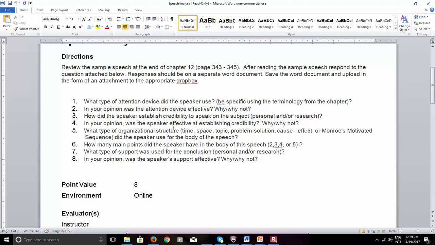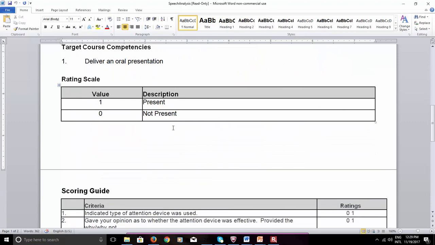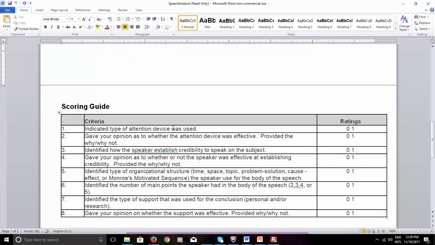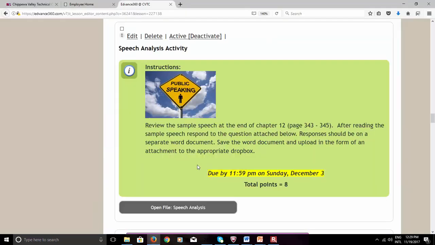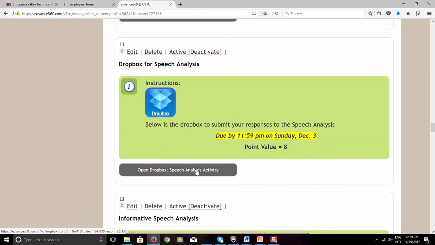How many main points did the speaker have in the body of this speech? What type of support was used for the conclusion? And in your opinion, was the speaker's support effective? Why or why not? If we look at the rating scale, it's a simple present, not present. 1 point for your response being present, 0 if it's not. And then the scoring guide is attached as it relates to the questions that you're answering. Again, your responses should be submitted to the Dropbox titled Speech Analysis, and this one is also worth 8 points.